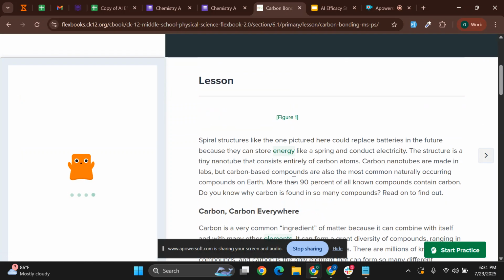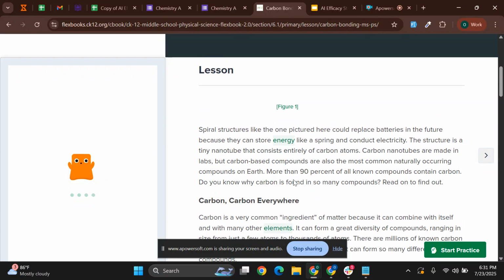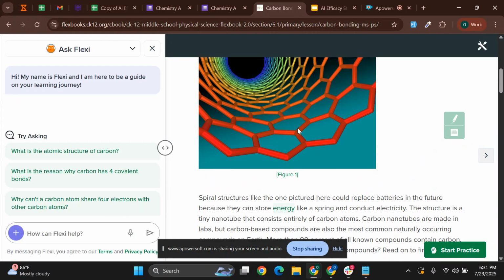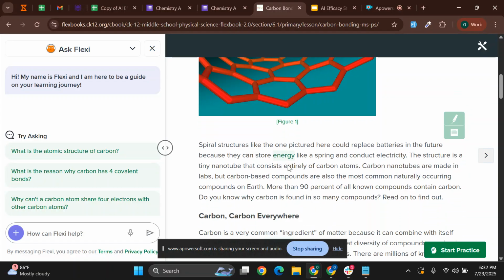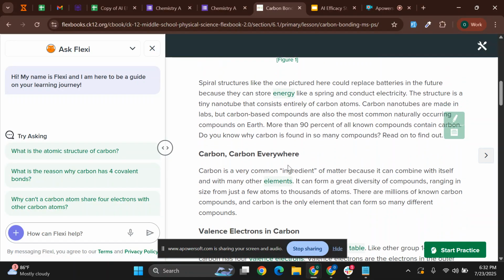Okay. A spiral structure like the one pictured here can replace batteries in the future, because this is the hexagon. This article will be helpful because they can store energy like a spring and conduct electricity. The structure is a tiny nanotube that consists entirely of carbon atoms.